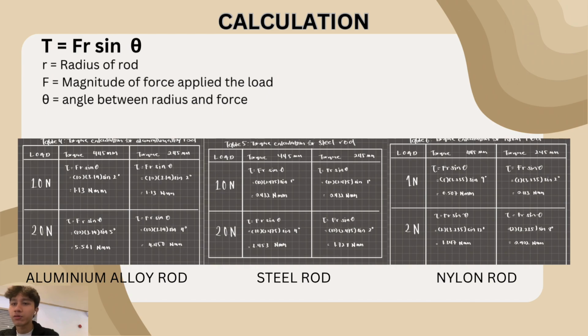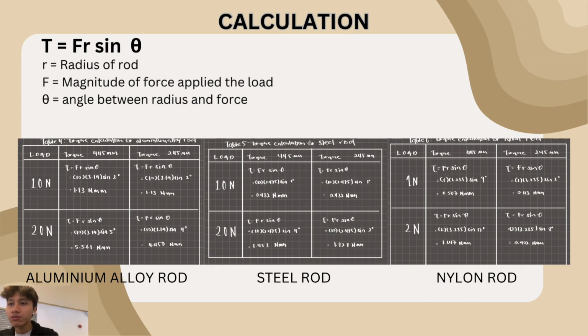Next is the steel rod. For the rod length 445 mm, for the load 10 Newton, we get the torque 0.432 Nm, and for the load 20 Newton, we get the torque 3.453 Nm. Next, for the steel rod length 245 mm, the load 10 Newton, we get the torque 0.432 Nm, and the load 20 Newton, we get 1.728 Nm.